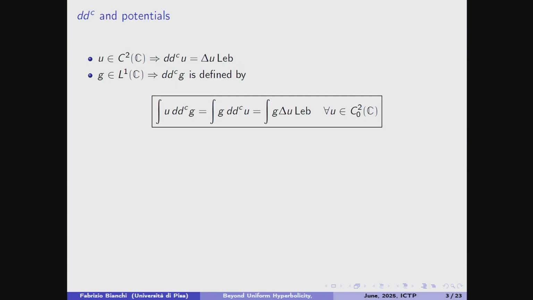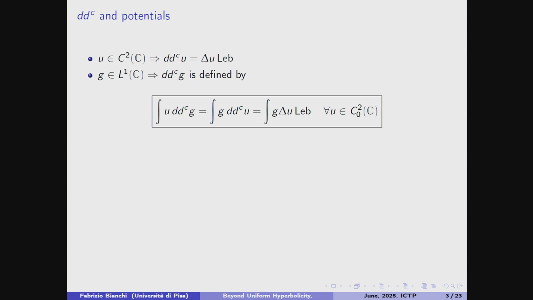So, let's remind this. What is the Laplacian? As we said, for a C2 function, we can define this operator, which actually sends a function to a measure. You take the Laplacian, you put Lebesgue. But you have to remember that it's a differential operator. Now, if I have a function which is only integrable, I define its Laplacian by duality.